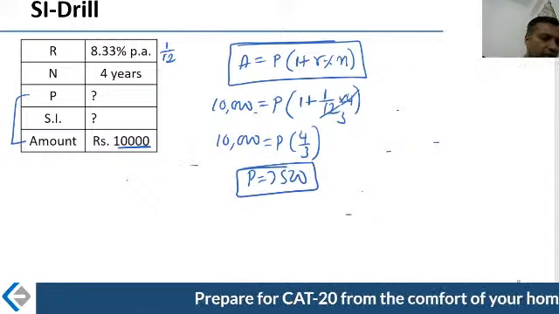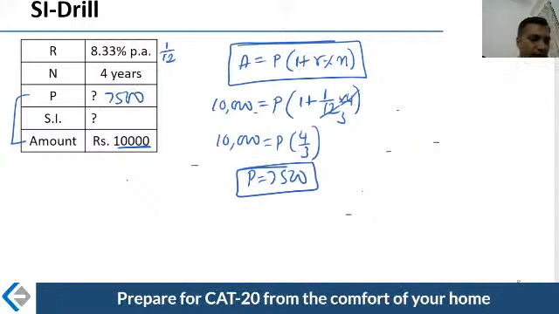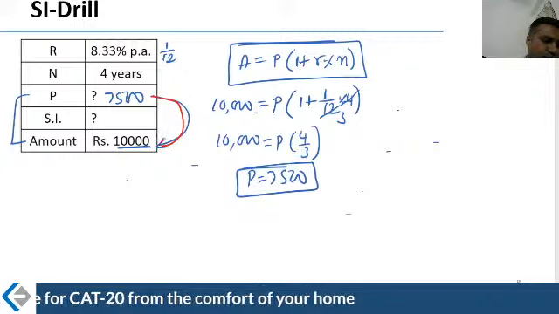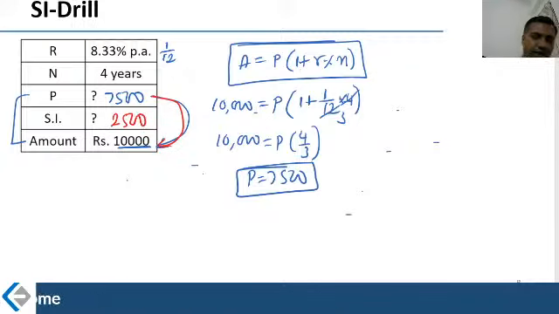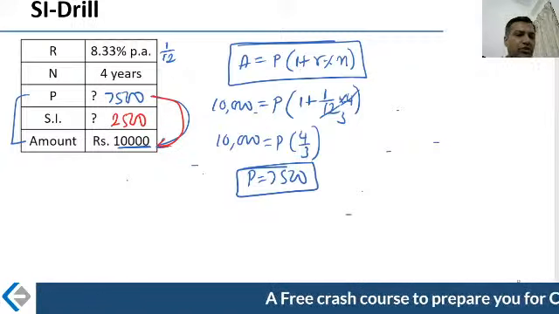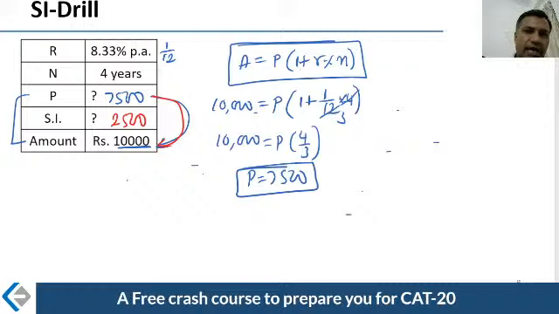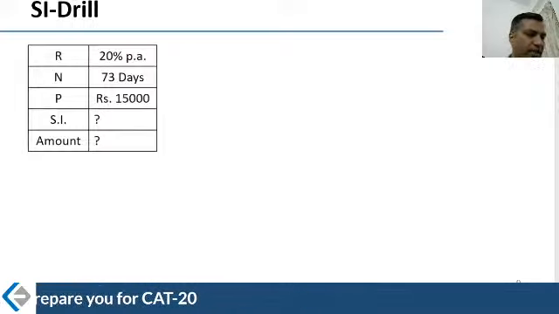You are trying to say the principal was 7,500, which resulted in 10,000 as an amount. Therefore, what was the simple interest? The difference between these two numbers, which is 2,500. Pretty simple one. So these are the two things I wanted you to remember: how do you calculate interest per year, and how do you quickly get to the amount if the amount is questioned.